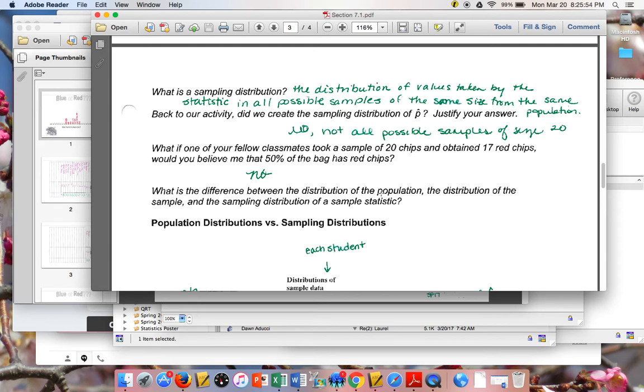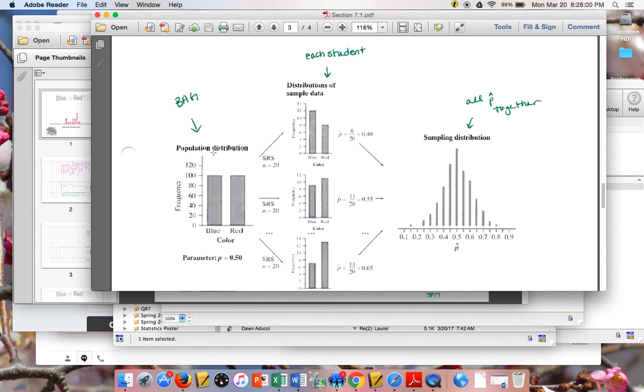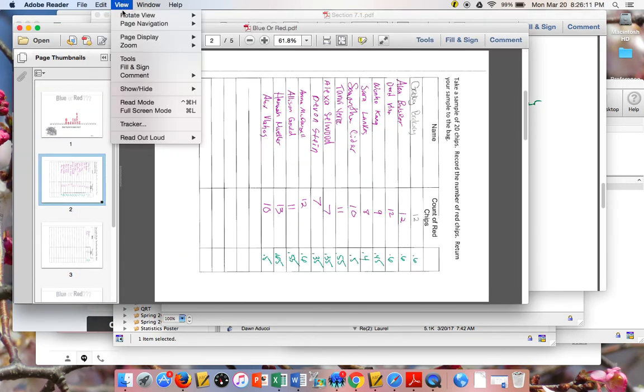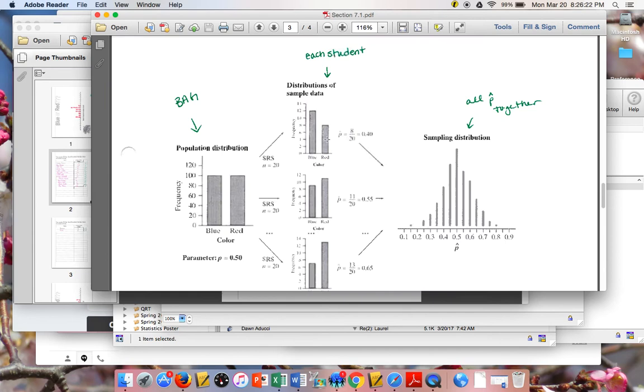All right, what's the difference between the population, the distribution of the sample, and the sampling distribution of the sample statistic? The population was my big lunch bag. I had 100 blue chips, 100 red chips, and the proportion of reds was 0.5. Then I had each student take a sample of size 20: Gabby, Allison, Alexa, and they found their own p-hats.